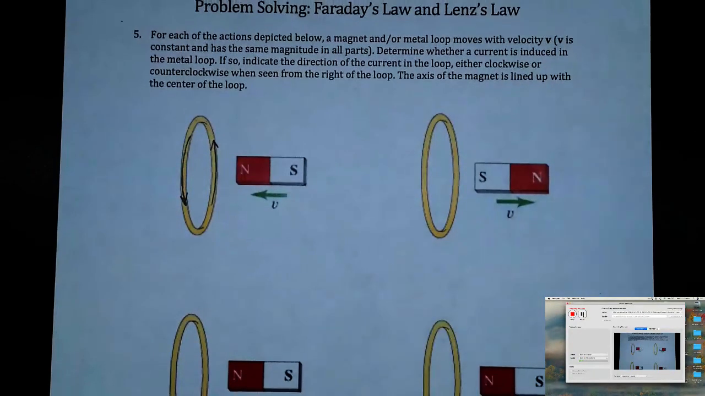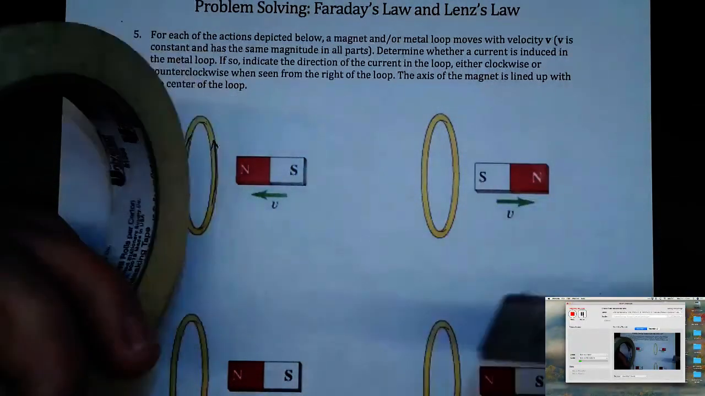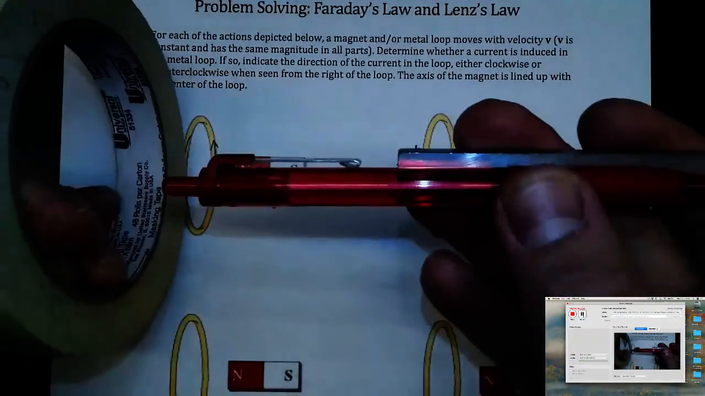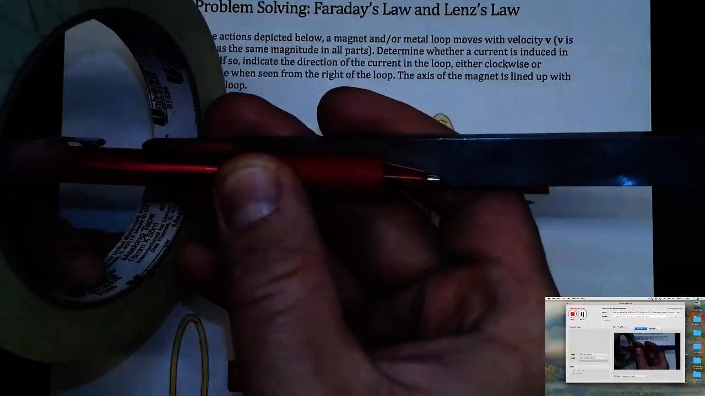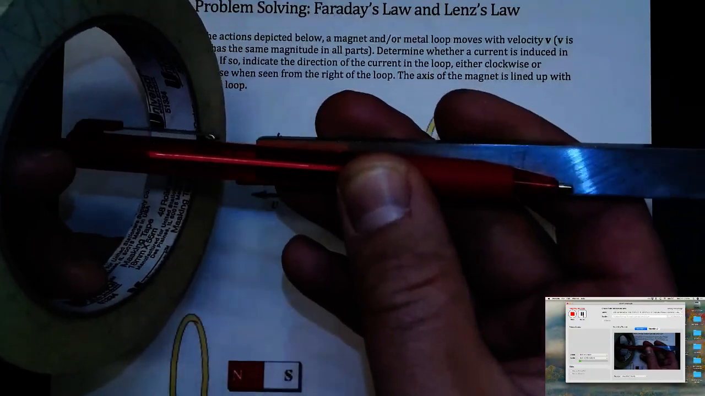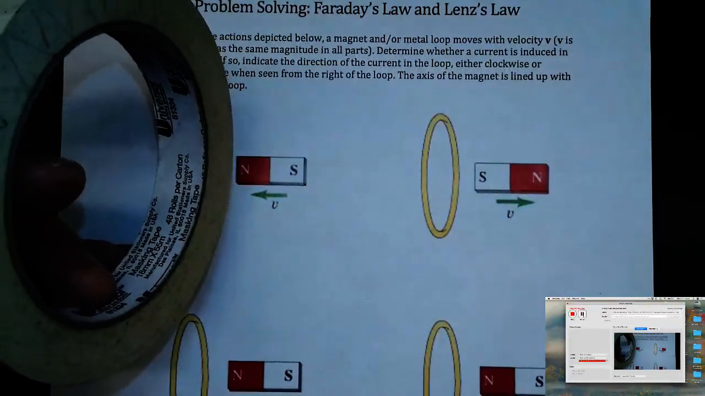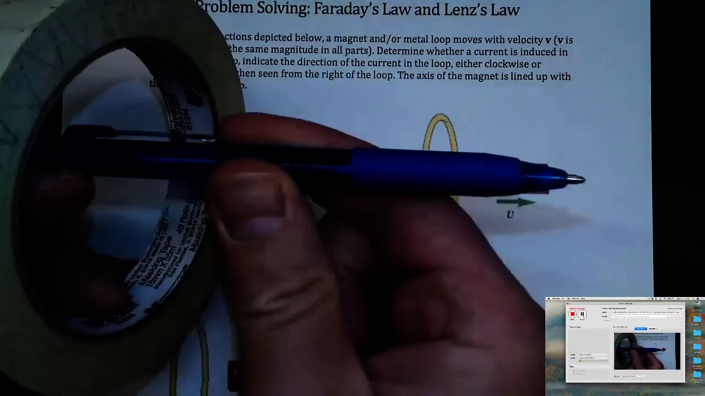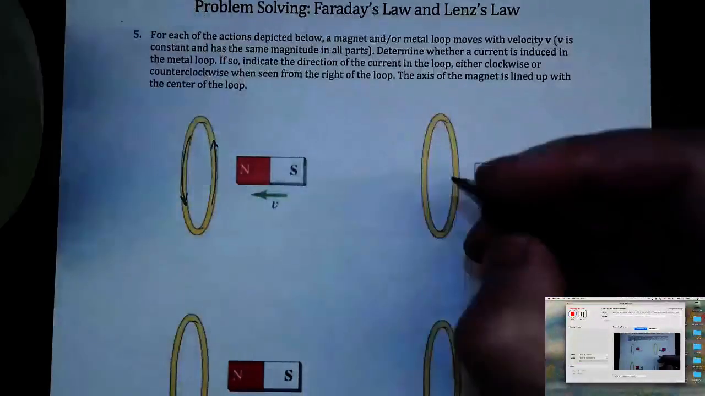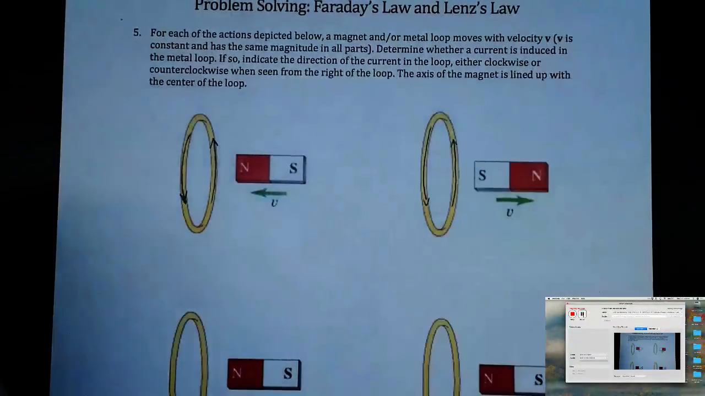Scenario number 2, the south end of the magnet is being pulled away from the ring. So if the south end is being pulled away from the ring, the magnetic field at the south end points toward south. So I've got external magnetic field in this ring that's pointing to the right, but as the magnet moves away, that magnetic field is getting weaker and weaker and weaker, which means the induced magnetic field is going to be in the same direction as that external magnetic field. And once again, that corresponds to flow around the ring that is down in the front of the ring, up in the back of the ring, or counterclockwise.